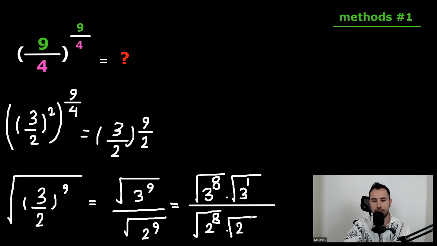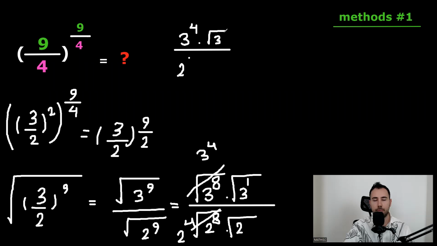So you see, this will be 3 to the power of 4. Okay. This would be 2 to the power of 4. Okay, so I'm going to write it here. It's going to be 3 to the power of 4 multiplied by square root of 3, all of this over 2 to the power of 4, okay, square root of 2.